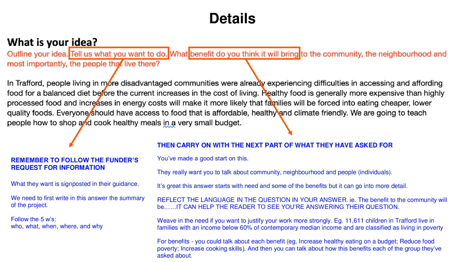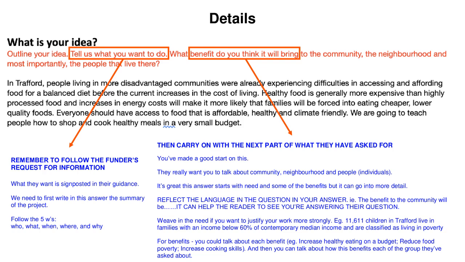What do they want to see? Tell us what you want to do, and then what benefit it will bring. And then they've even said to the community, neighbourhood, and the people that live there. So the first bit I would answer is, tell us what you want to do. That's your summary of your project again. We can follow the 5 W's that I talked about before: who, what, when, where, and why. Don't be scared to be as specific as you can, and be very clear about the summary of what you want to do.